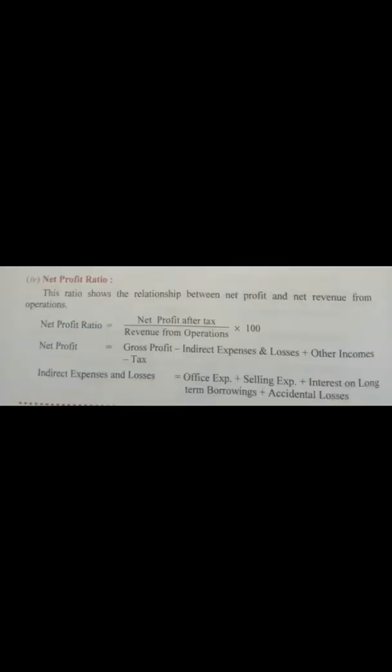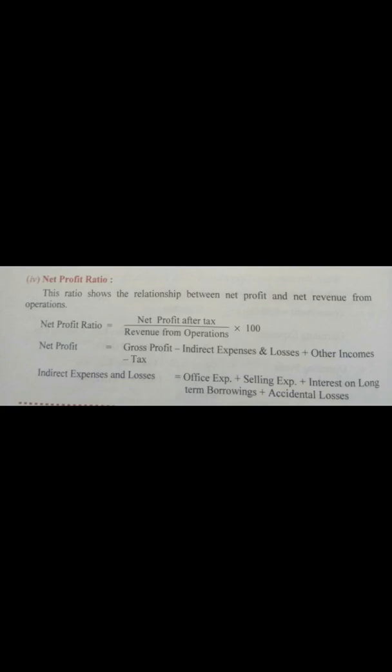The fourth profitability ratio is net profit ratio. It can be calculated by dividing net profit after tax by revenue from operation or net sales by 100. Here also net profit ratio is represented in percentage form. For calculating net profit, we have to do the calculation as gross profit minus indirect expenses and losses plus other income minus tax. And for calculating indirect expense and other loss, we can include office expenses, selling expenses, interest on long-term borrowings, accidental losses.